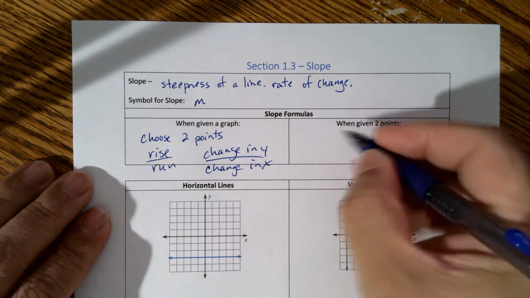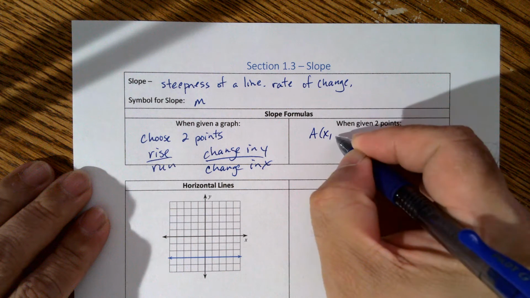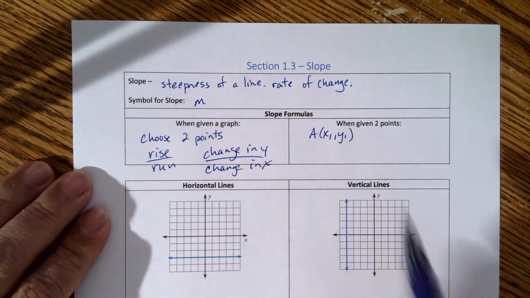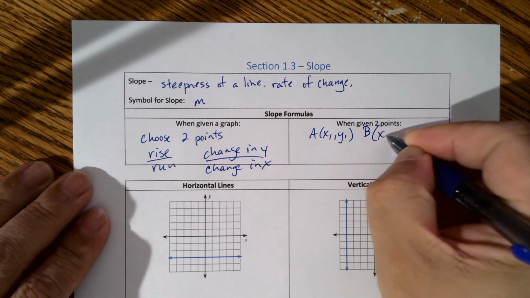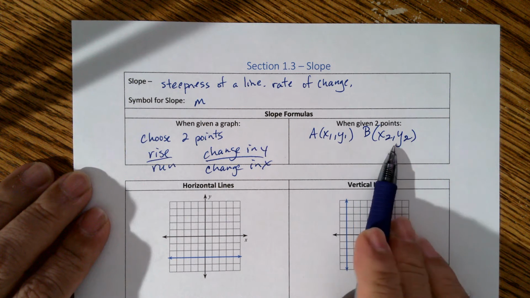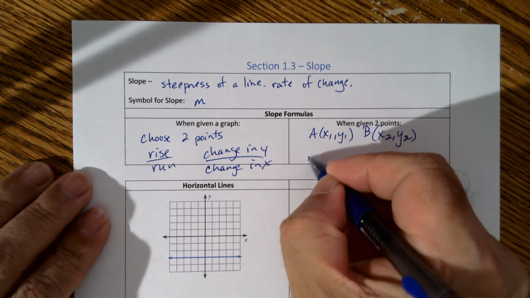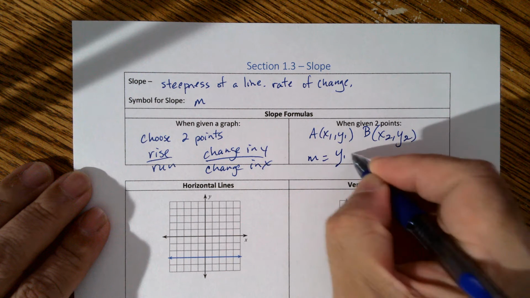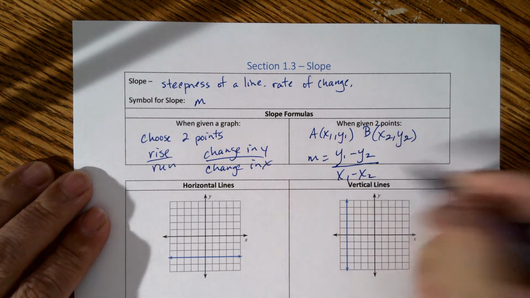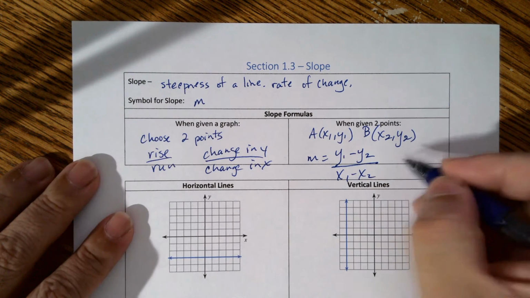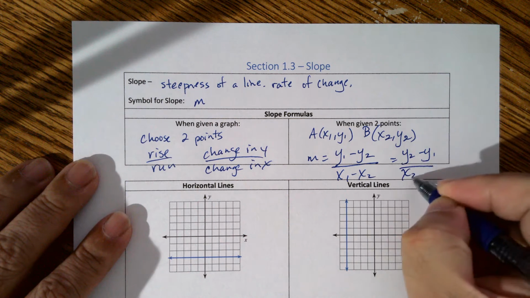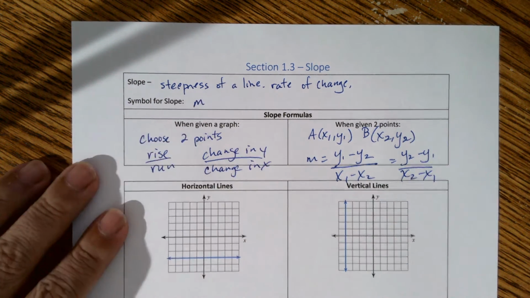When given 2 points, say A, that's x sub 1 comma y sub 1, and point B, that's x sub 2 comma y sub 2, you're going to use this formula: y sub 1 minus y sub 2 over x sub 1 minus x sub 2. A lot of textbooks have it the other way, y sub 2 minus y sub 1 over x sub 2 minus x sub 1.